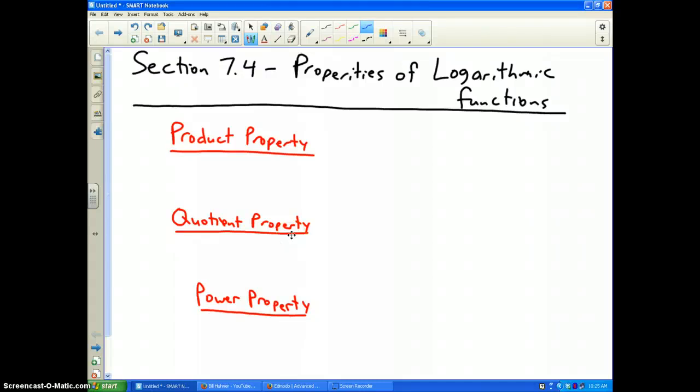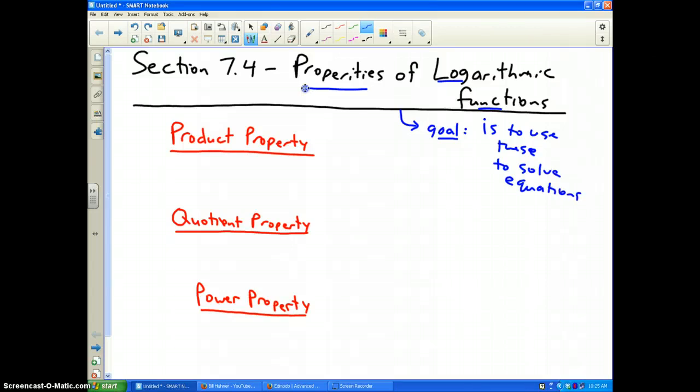All right, now we're going to talk about, in section 7.4, properties of log functions, or things that you can do to logs to either simplify your problems or make them easier to use to solve equations. And that's the goal. The goal is to use these to solve equations, which is what we're going to do in section 7.5.